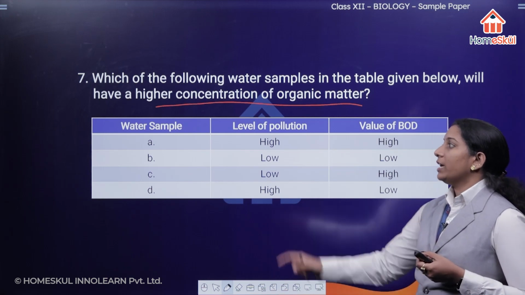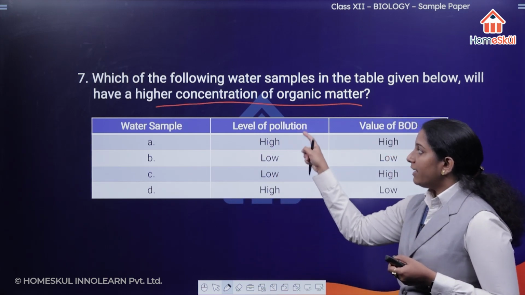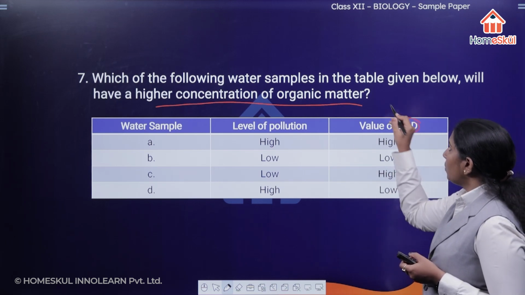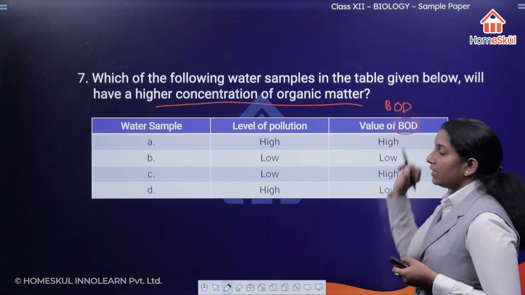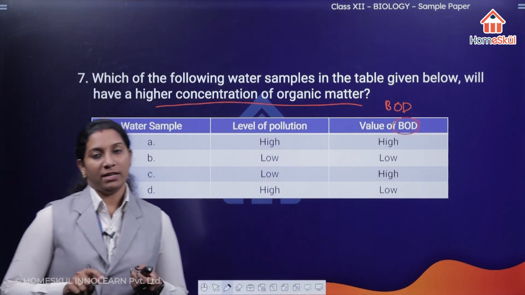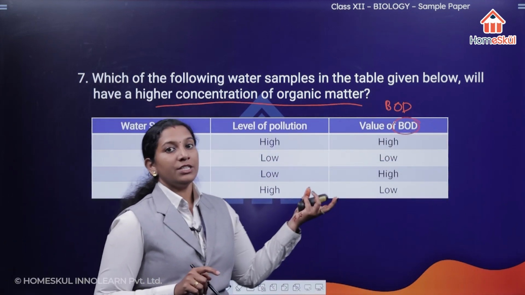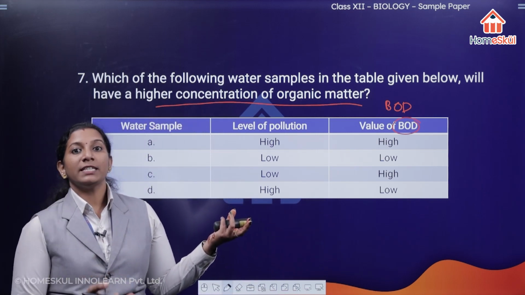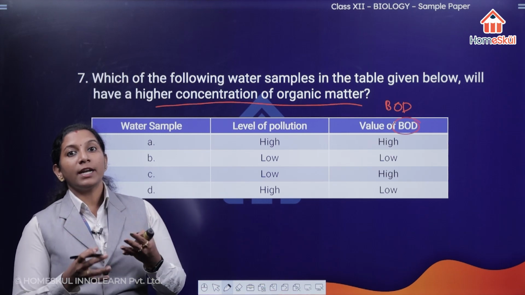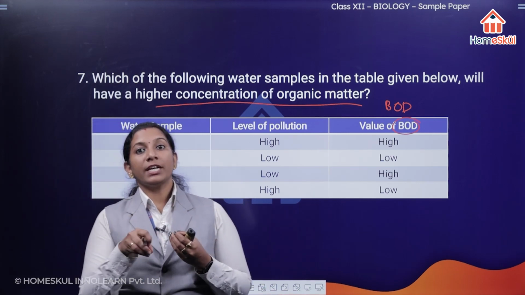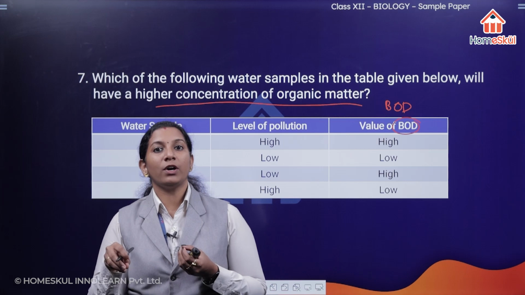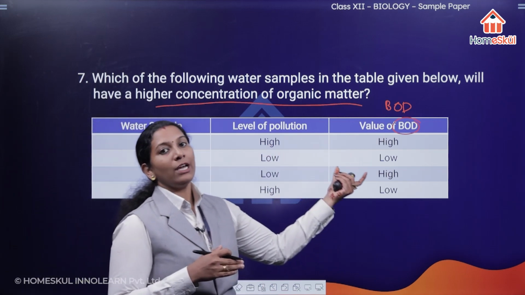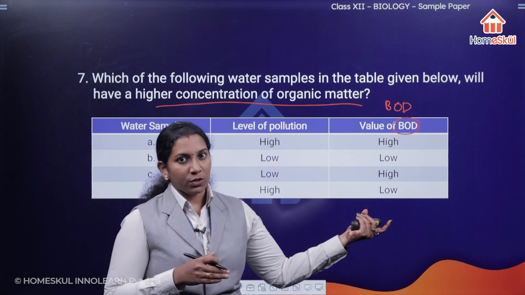That is the question. Okay, so water sample A will be having a high level of pollution and its value of BOD. So what do you mean by BOD? That is the biological oxygen demand, right? And this is the oxygen demand by which the microorganisms present in the water body will require a certain amount of oxygen for the decomposition of the organic matter present in the water body. Okay, so that is the BOD, or the biological oxygen demand of the water body.